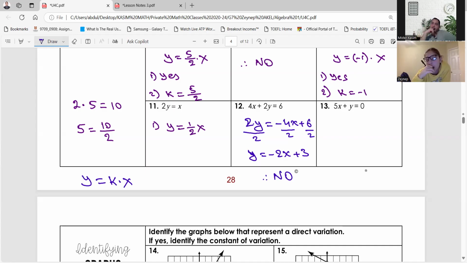Now do question 13, Zainab. Can you express, solve it for y? It's just a one step equation. y would be first. So we would just have y.